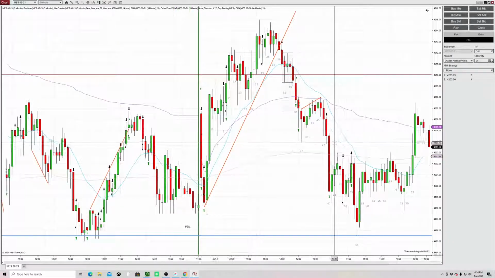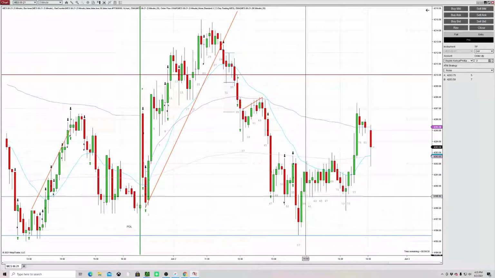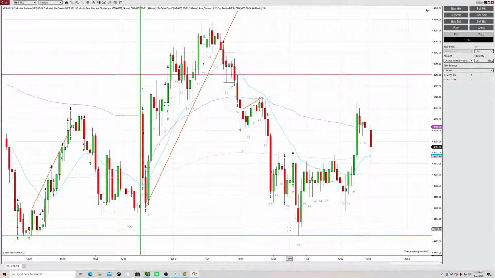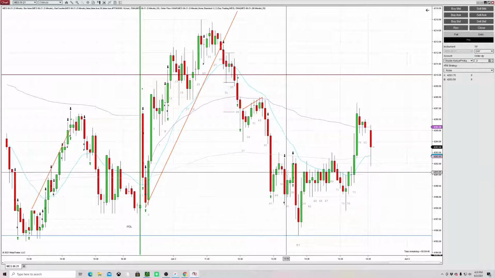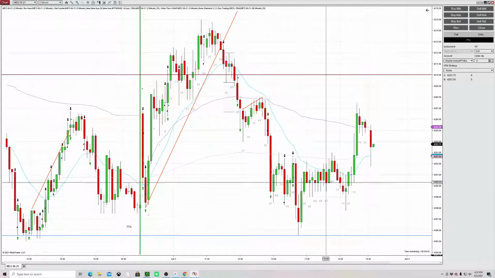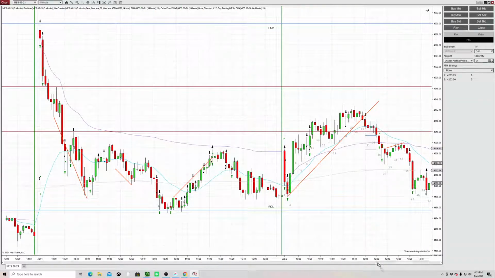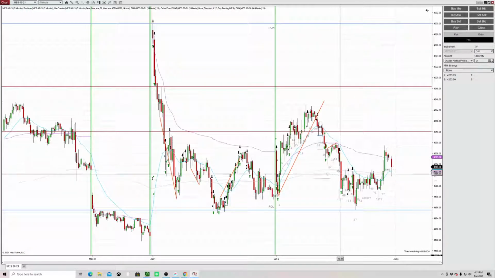Anyway, so I was really tight at this point. Should have considered this entry, or at least this entry here, because we already broke this zone. I didn't think that demand zone was going to hold, again because I was thinking about shorts, and my mind was stuck on this whole idea that this was a second leg to this move.